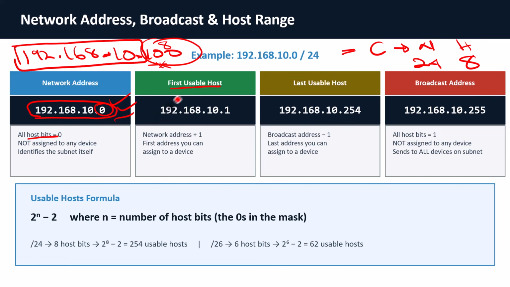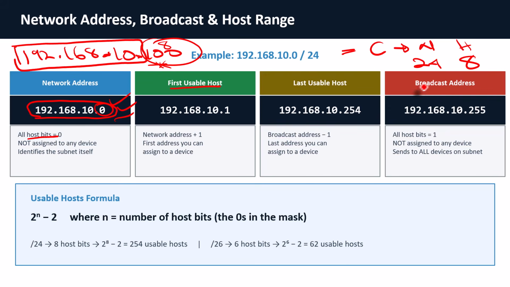Now, the first valid address is the address after our network address. So we just get our network address and add 1. That is the first address you can assign to a device, the first usable host. The last usable host is the last address you can assign to devices, and for this one we can just get the broadcast address and work back from it.